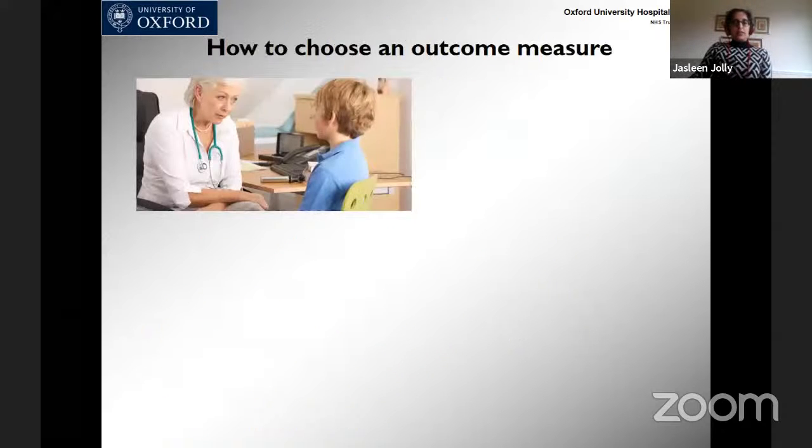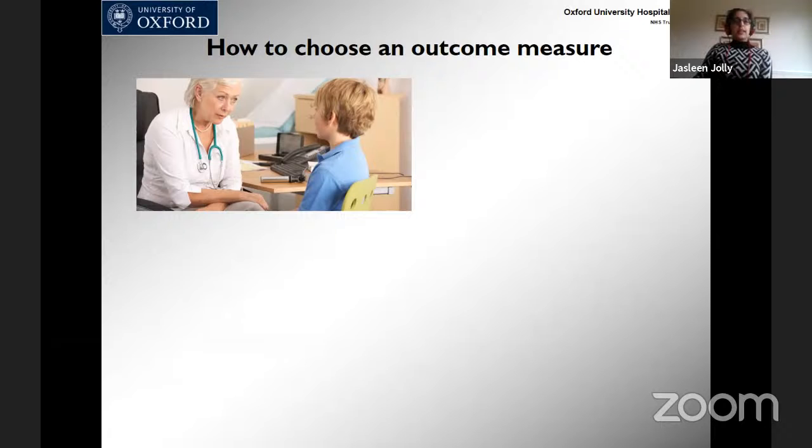So how do you choose an outcome measure? Because we've already discussed the importance of getting the right way of measuring your therapy. You can have the best therapy in the world, but if you're not choosing the right way of measuring it, you're never going to be able to prove that it actually works.